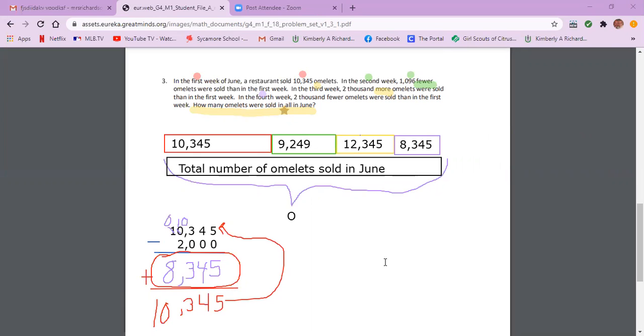part of the problem is we are going to figure out what O is. How many omelets in all? And so what we're going to do is we're going to add all of these 4 numbers up. Okay, and what that's going to do is it is going to tell us how many omelets were sold in the month of June. So we're going to erase all this.